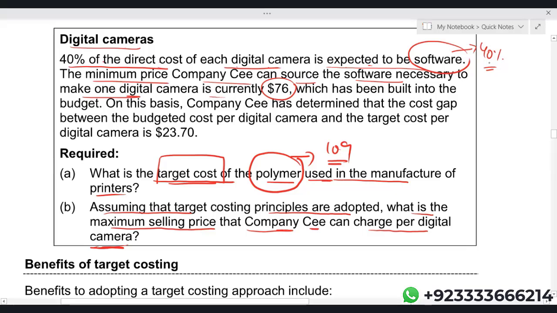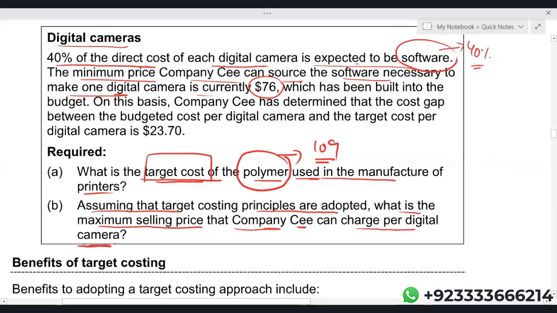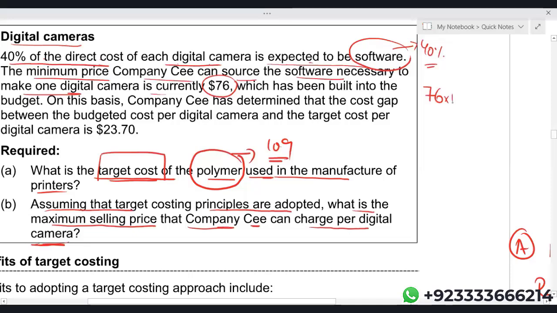So very easily we can calculate the total direct cost. Software cost is 40% of total direct cost of each digital camera. We know the amount of the 40%, that is 76. Okay, how will you calculate? Basically, 40% cost is $76. All you need is to bring that 40% cost to 100% cost. Simple maths, 76 multiplied by 100 divided by 40 will give you the total direct cost. I'm getting 190.